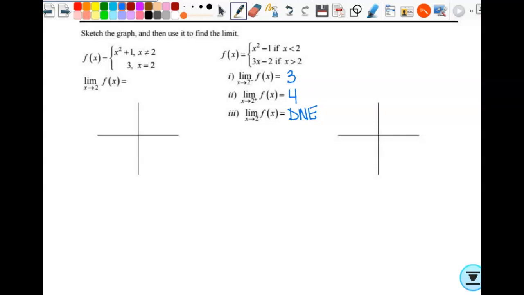So if we write an explanation, can I say because they're not the same? No. It's okay that you said that because I know what you mean, but we're going to have the limit as x approaches 2 from the left of f of x does not equal the limit of f of x as x approaches 2 from the right.